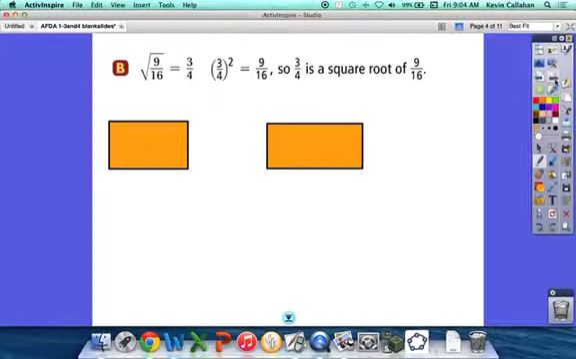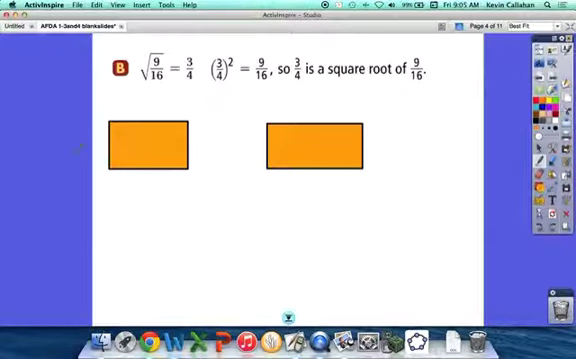Okay, now, what if it's a fraction inside? In this case, you could see that both the numerator and denominator are perfect squares. Okay. So when you're taking the square root of 9 over 16, you know what the square root of 9 is? 3. The square root of 16, 4. So the answer is 3/4.